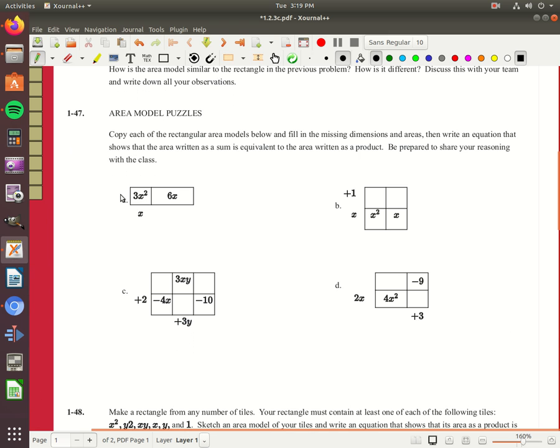So x times what equals 3x squared? Well, this would have to be 3x, right? 3x times x is 3x squared. And then 3x times 2 would have to equal 6x. So we can write this as, and we should write it as a product as in a sum, right? So it's 3x times x plus 2 is equal to 3x squared plus 6x.